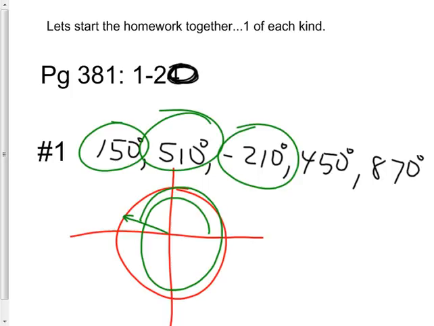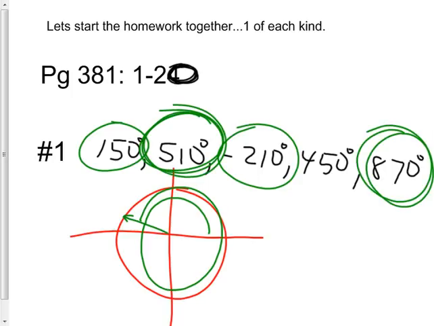870 also works because why? Add 360 to this, and you get this. So obviously there's only one that's left, and so that one's the one that's not coterminal with the others. Cross off the 450. Okay? That's one type of problem. It's like which angles are coterminal, which basically means the same. And most of these were the same. One of them was different.